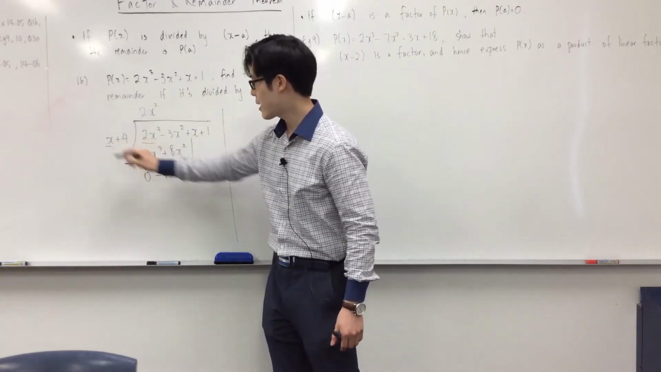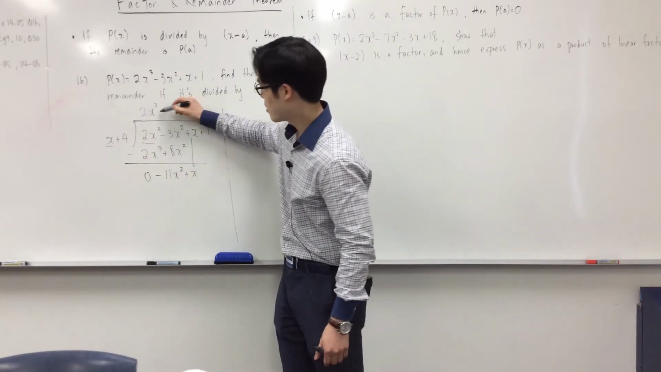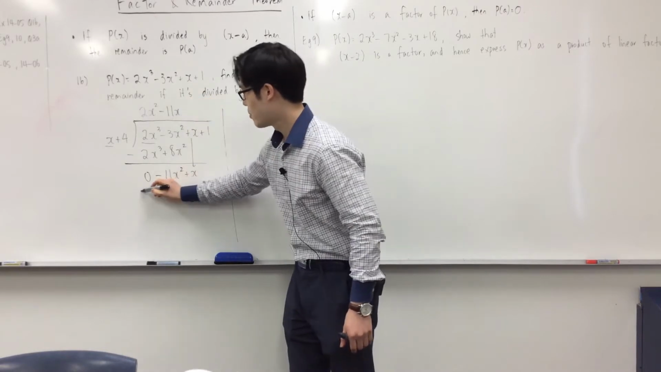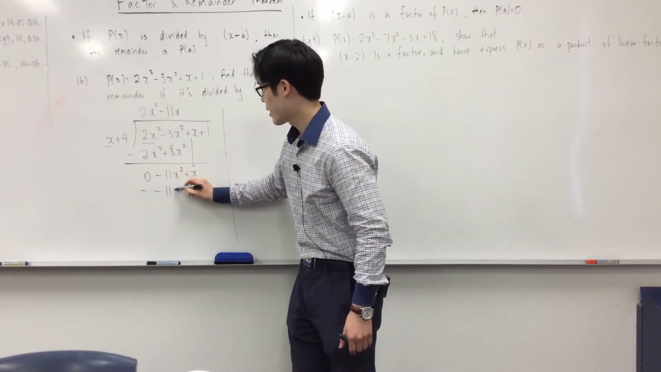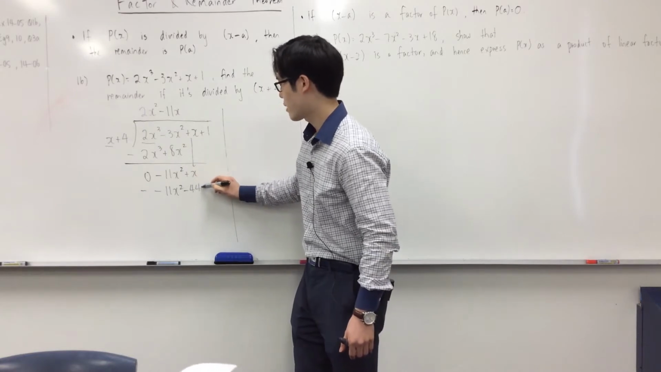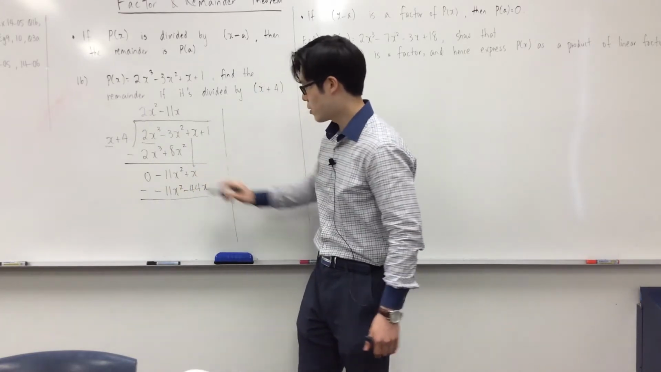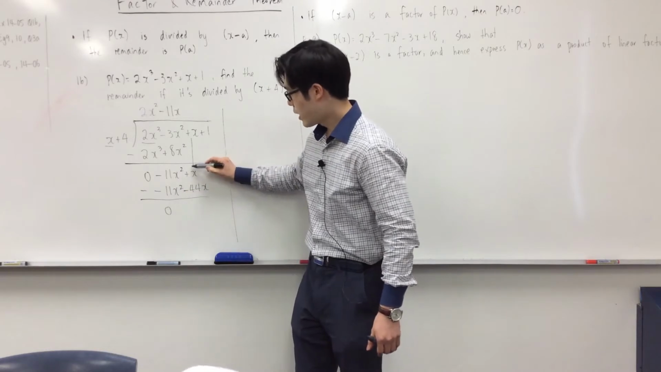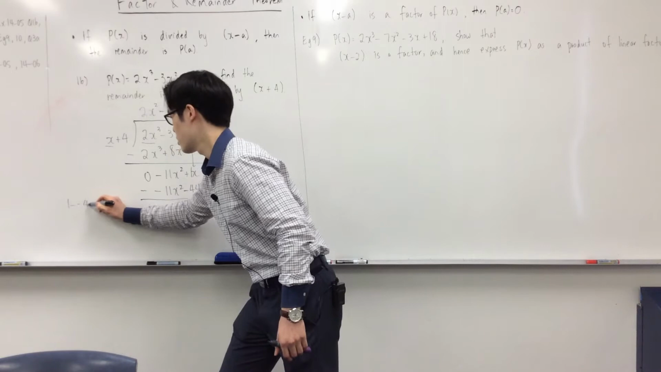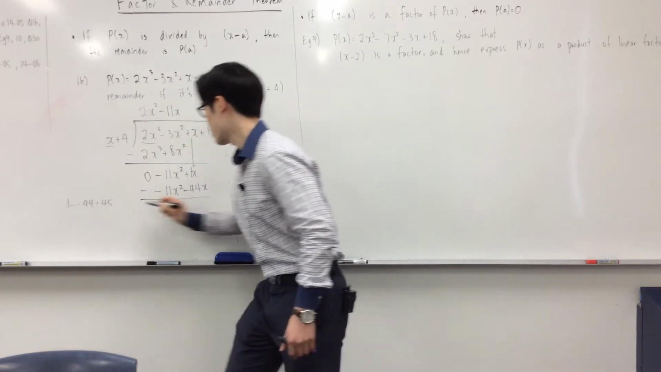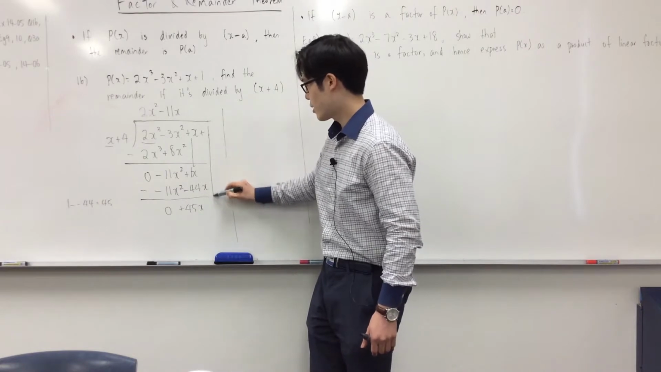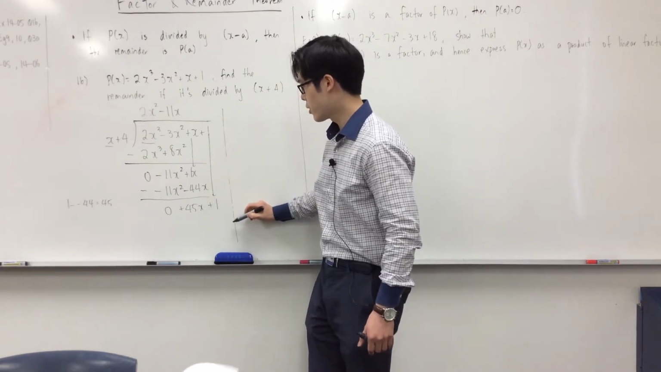Once again, how many x is going to minus 11x squared? Minus 11x. So we've got minus 11x squared, and then 4 times minus 11x is minus 44x. All right. So that's 0. 1 minus 44. 45. Yeah, that's 45. So we got plus 45x. And then bring the 1 down.